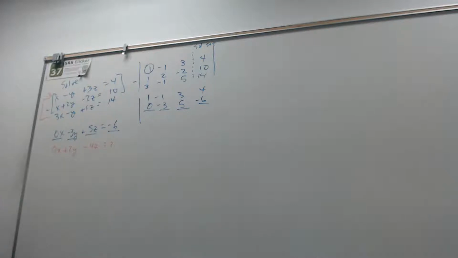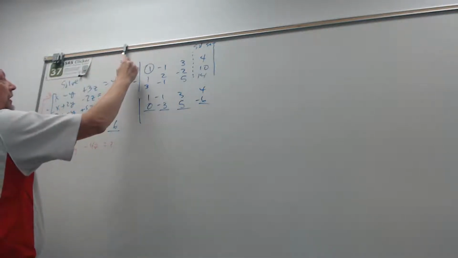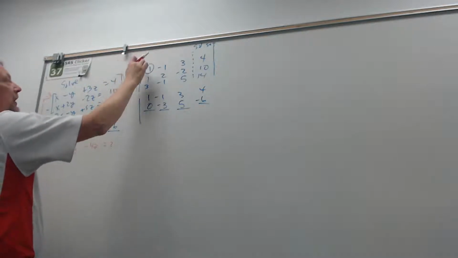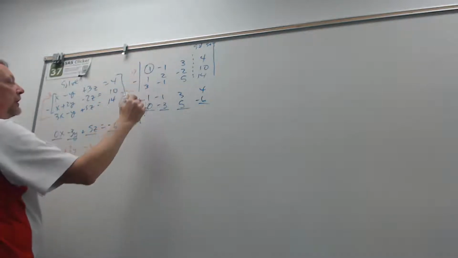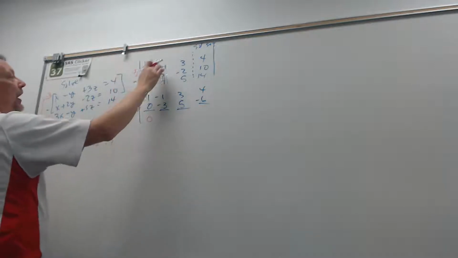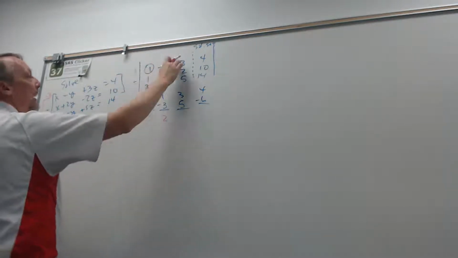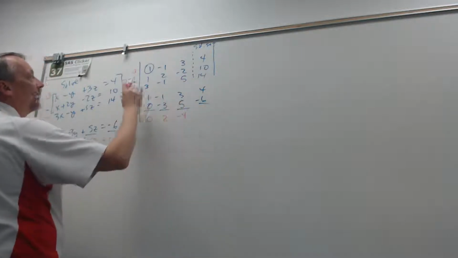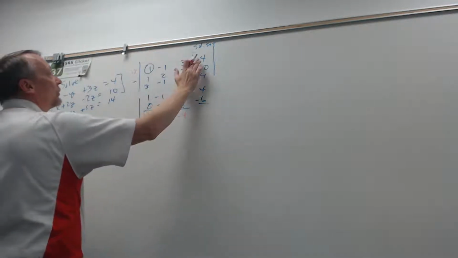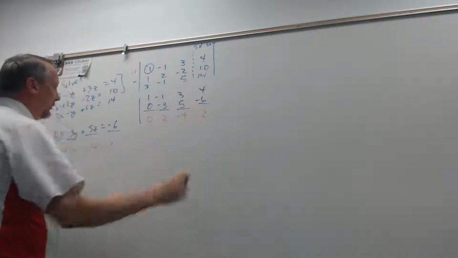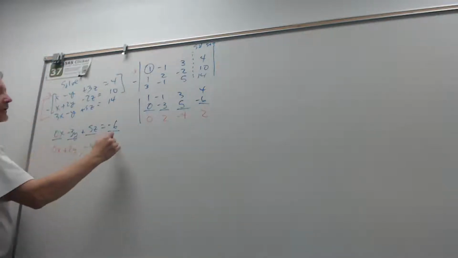Correct? Yes. I can do the same thing here. I'm going to multiply the first row by -3 and add it. So -3 plus 3 is 0. +3 minus 1 is 2. -9 plus 5 is -4. -12 plus 14 is 2. So now, do you see these are exactly the same?